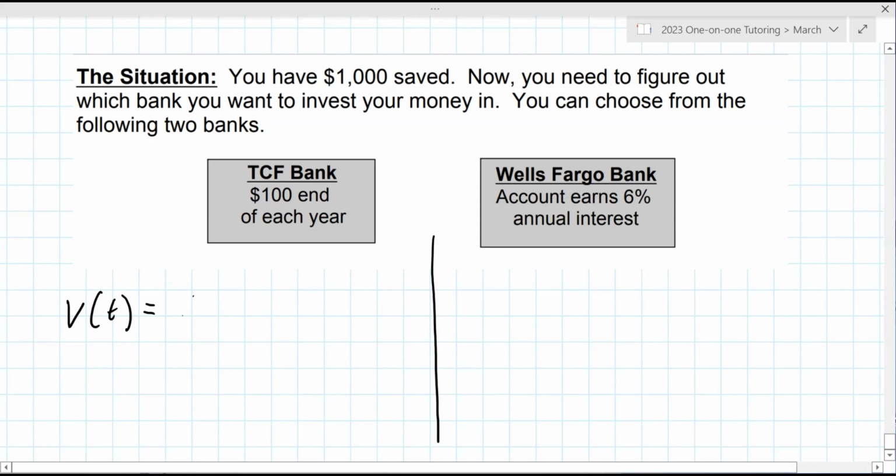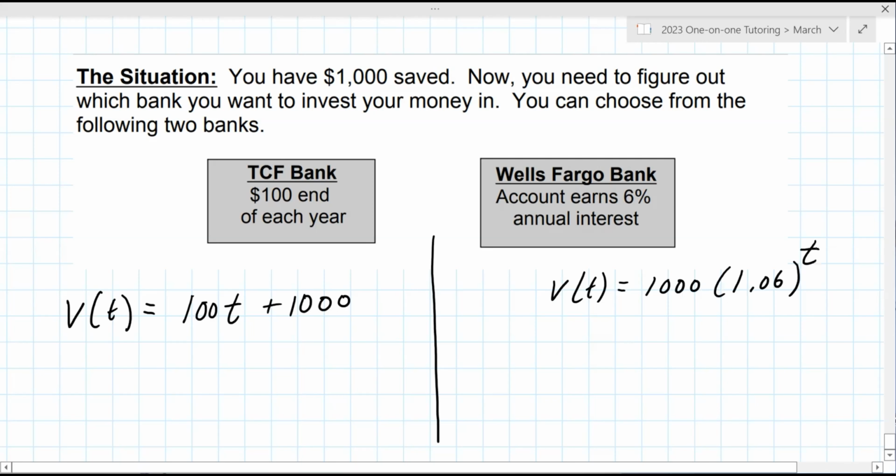What are you starting with? 100t plus 1000. So we're using t as the input here, t for time, and t is in years. Now on the right, it's 1000 times 1.06 to the t. Yep. Which do you think is better after 1 year?